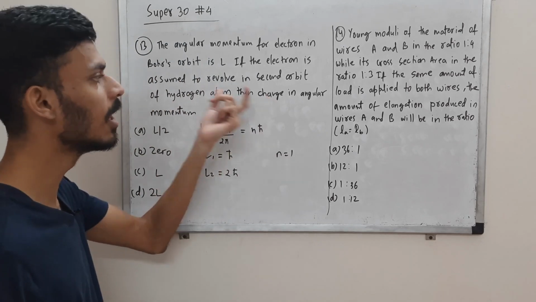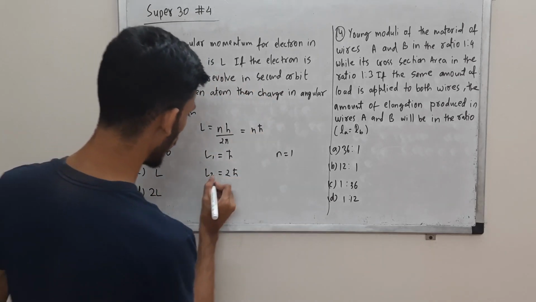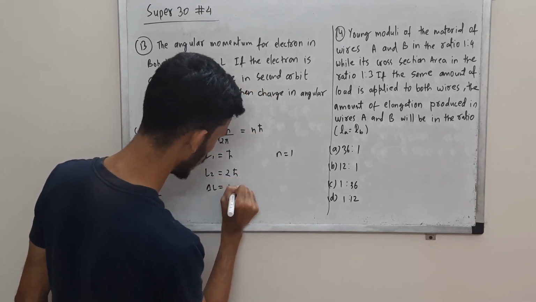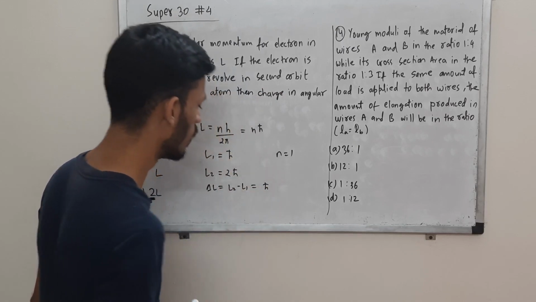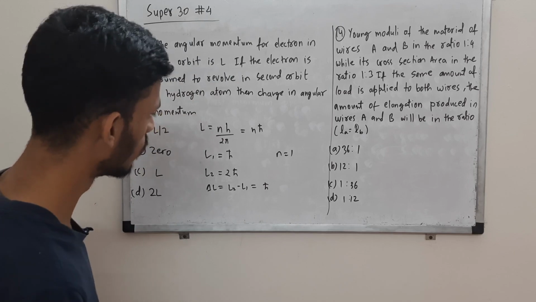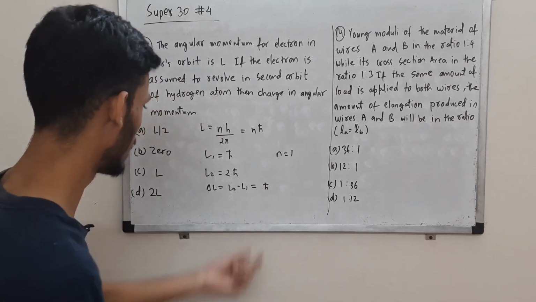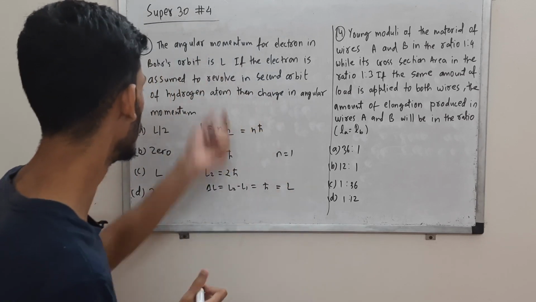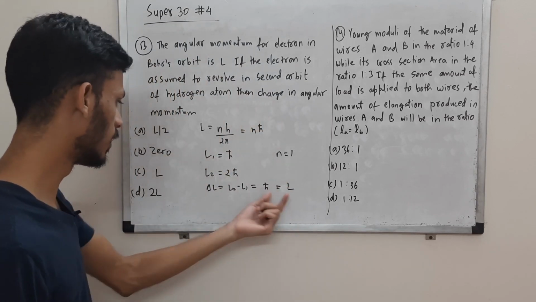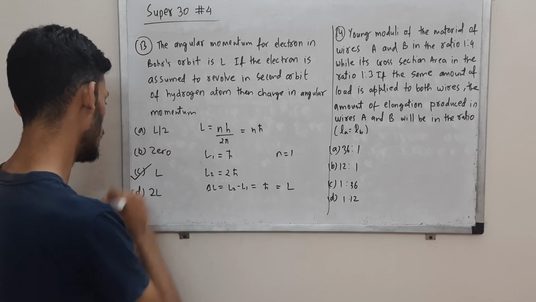Here you are supposed to tell the change. So the change will be L2 minus L1. Delta L is L2 minus L1, which is 2h cross minus h cross, which is h cross, and that is nothing but L1, which is L. Initially it is L. So here the answer is option C, L.